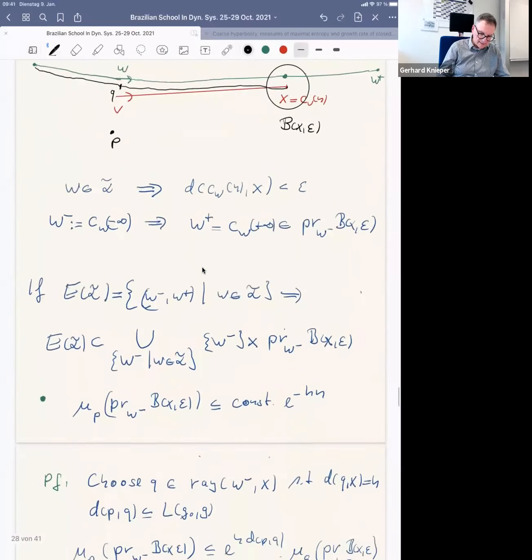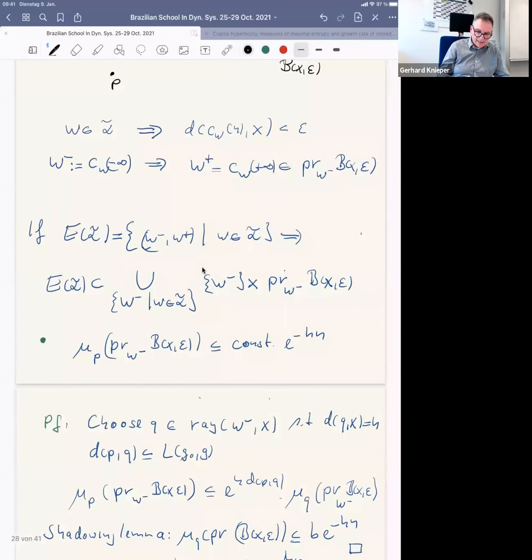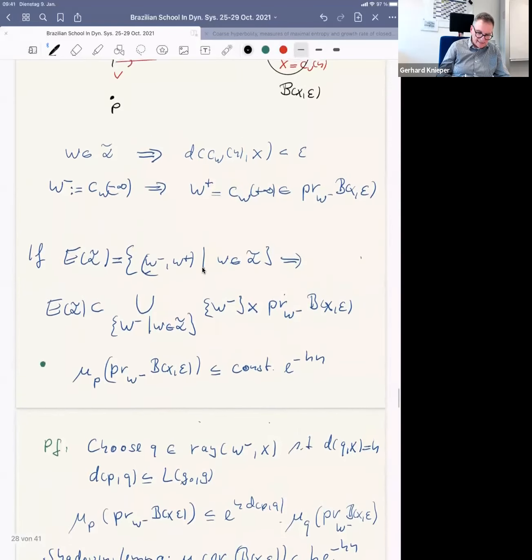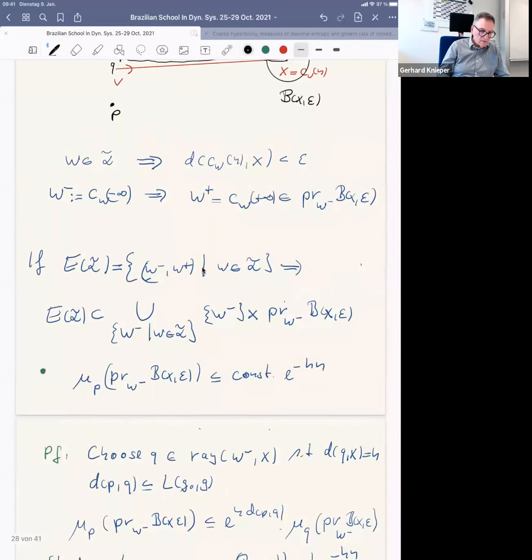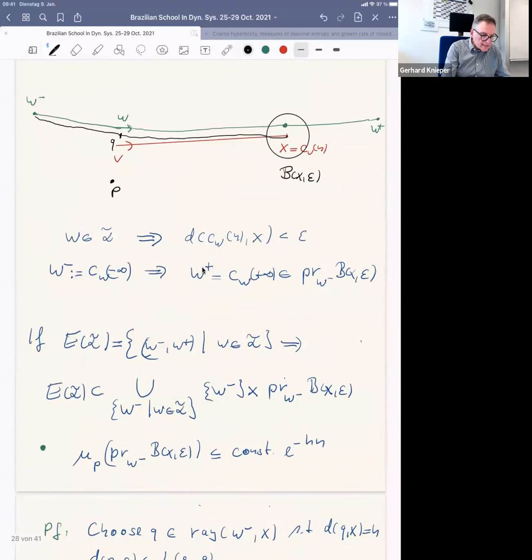So that's what I've written here. You take a point which is uniquely determined on this ray connecting w minus and x, such that the distance of q and x is equal to n. So this point q is certainly, by basically construction and using the Morse lemma and things like that, in a bounded distance from this reference point P, because P is where the measure which I actually use, mu_P.